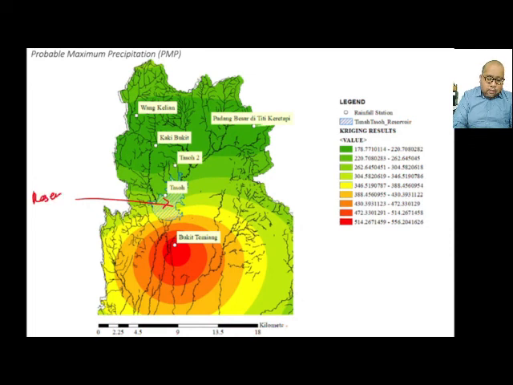reservoir, Timah Tasoh reservoir, which is one of the reservoirs in Perlis. And the PMP is quite a high value at the bottom of the reservoir. If you want to reconstruct the reservoir or if you want to upgrade our reservoir, you can use these results to help you.